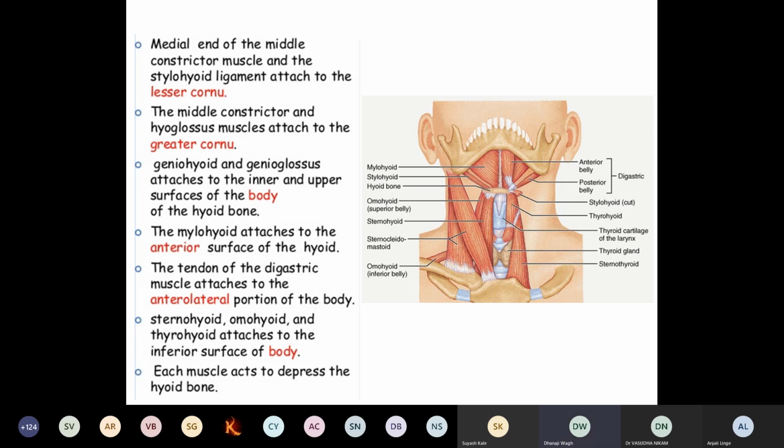On the body, we see the geniohyoid and genioglossus attached to the inner and upper surface of the body. On the anterior surface of the hyoid bone, we see the mylohyoid muscle. Then we see the tendon of the digastric muscle attached to the anterolateral portion of the body of the hyoid bone. We see the sternohyoid, omohyoid, and thyrohyoid attached to the inferior surface of the body. Each muscle acts to depress the hyoid bone.